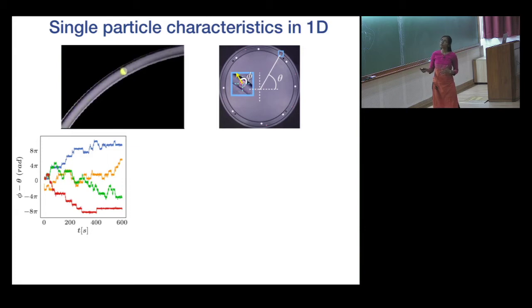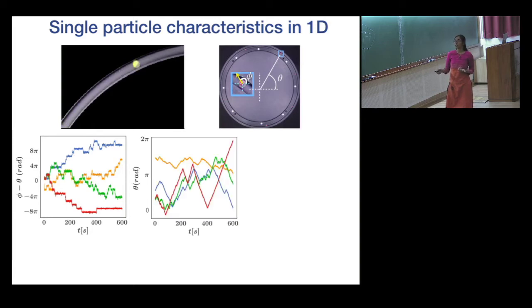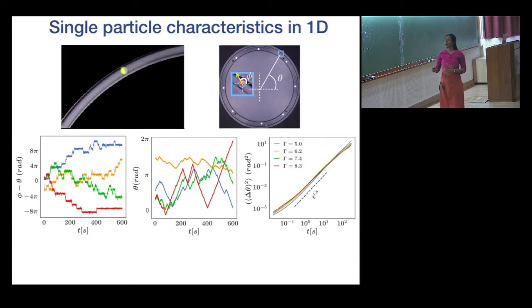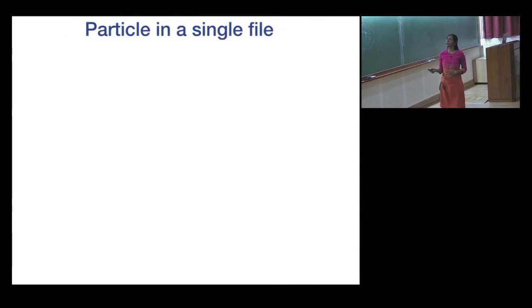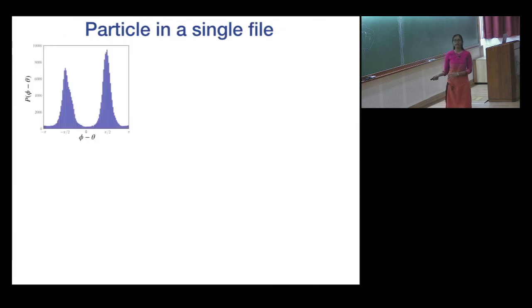The particle first moves in one direction and then suddenly it flips in the other direction, which you can see from the trajectory itself. You see there are motor-like jumps here, and if you look at the trajectories in theta, you see there are jumps in the theta trajectory. And if you calculate the mean square displacement of theta, it shows super diffusive behavior. So due to confinement, the particle dynamics changes and the particle behaves like a run and tumble particle because of confinement.